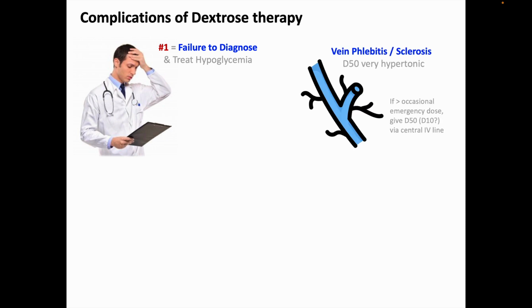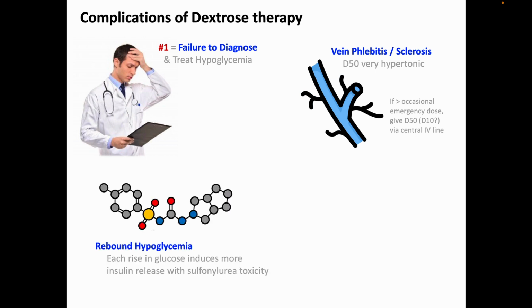D50 is very concentrated and hypertonic compared to the plasma. It's like a thin syrup, and you have to push pretty hard to get it through an IV quickly. And this is fine if it's only used occasionally as an emergency dose through a peripheral IV, but the high concentration can damage the blood vessels. So if you need to give repeated or prolonged dextrose, it should be given through a central IV line, where it'll get diluted faster and be less likely to cause phlebitis or vein sclerosis.